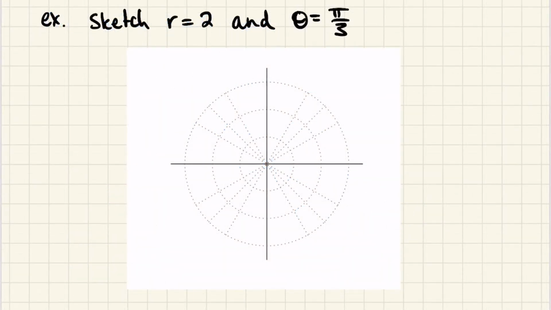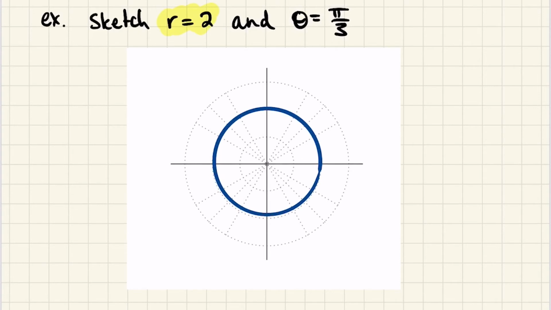All right, so let's sketch these two equations. First one we'll sketch is the equation r equals 2. So this would be simply a sketch of all the points with an r value of 2. So that would actually just be the circle of radius 2. There we are.